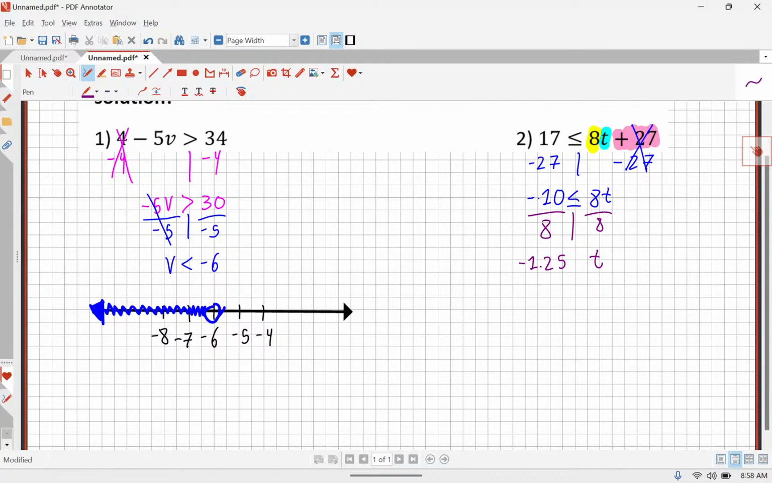But what should the symbol be, Penny? Should the symbol stay a less than or equal to, or should it flip to a greater than or equal to?